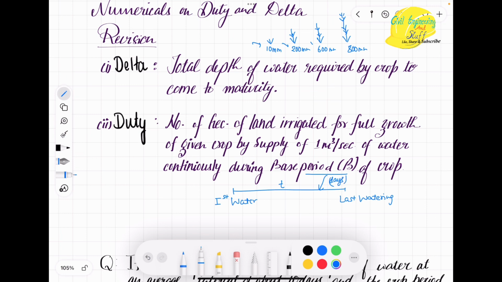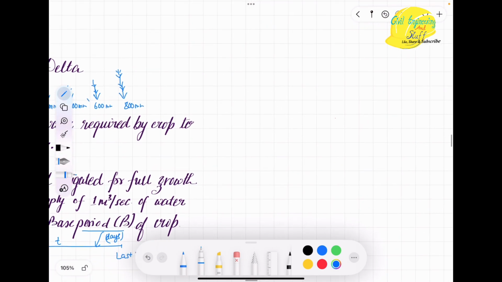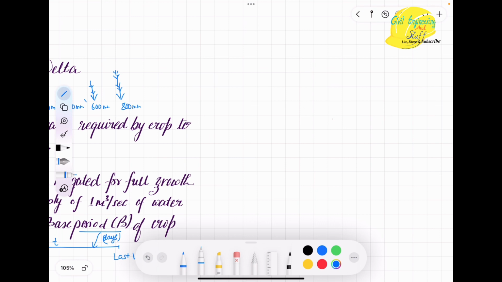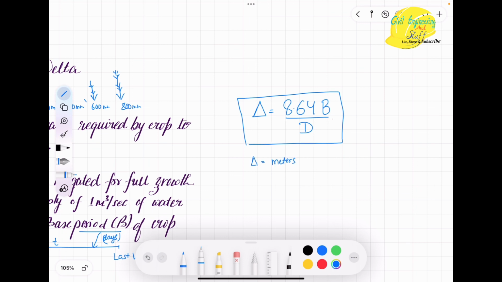Now, talking about the relationship between duty and delta, delta is equal to 8.64 B by D. This is the relationship between duty and delta. In this equation, delta is in meters, duty will be in hectare per cumec, and the base period B will be in days.